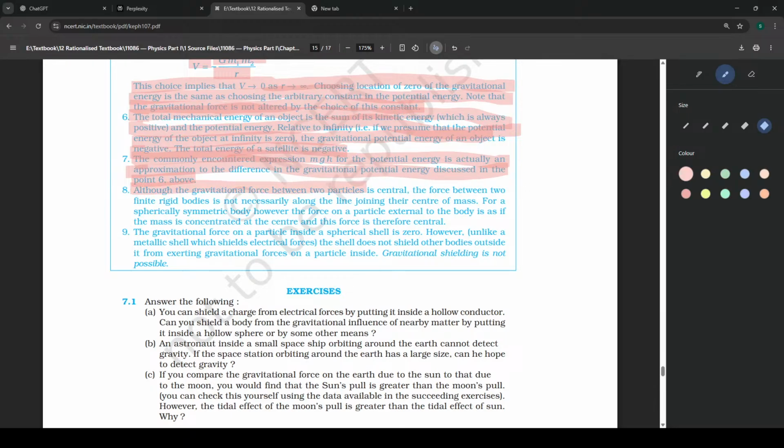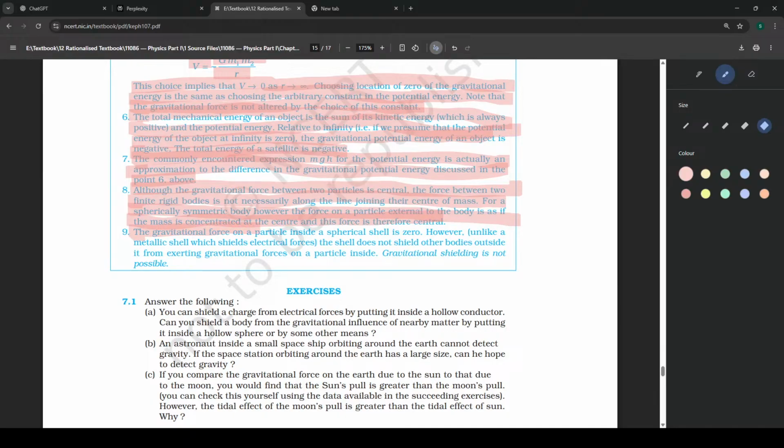Although the gravitational force between two particles is central, the force between two finite rigid bodies is not necessarily along the line joining their centers of mass. Finite rigid bodies, we are not talking about point masses. Point masses will always have a gravitational force along their center, but two rigid bodies will not always have it toward the center. For a spherically symmetrical body, however, the force on a particle external to the body is as if the mass is concentrated at the center. For a spherical body, this force is therefore central. Only for a symmetric, uniform spherical object will it be towards the center.